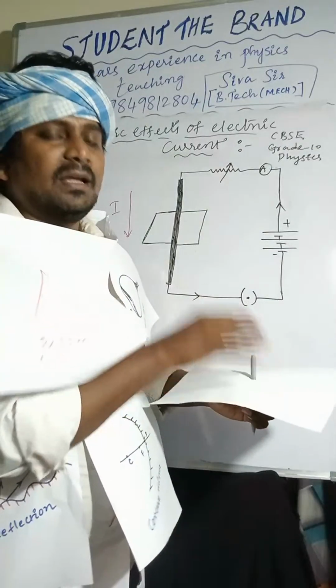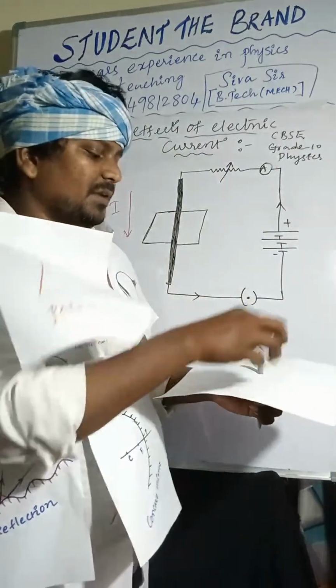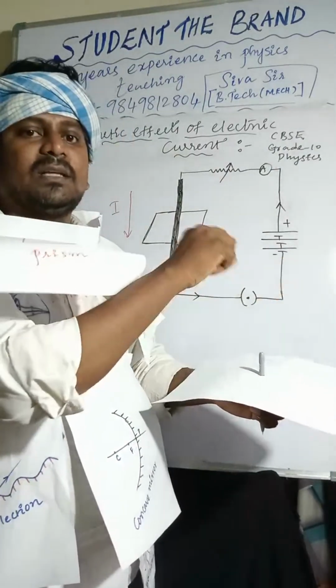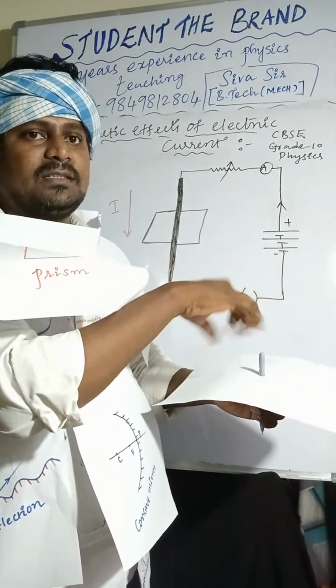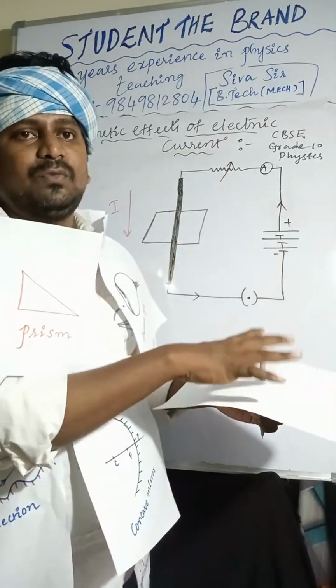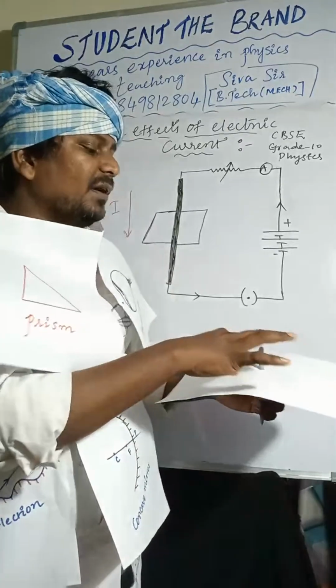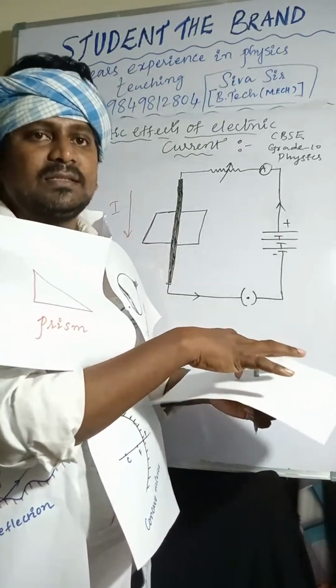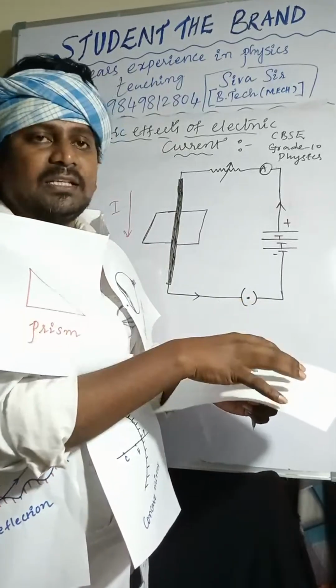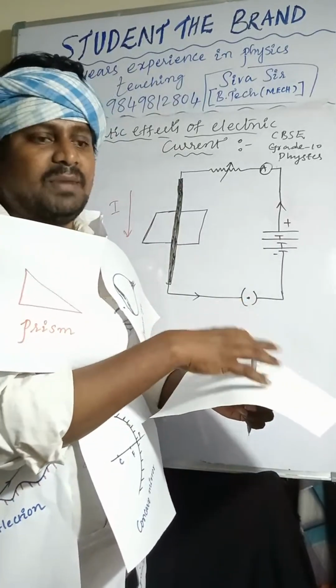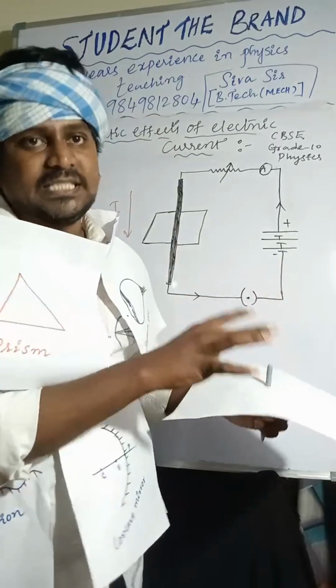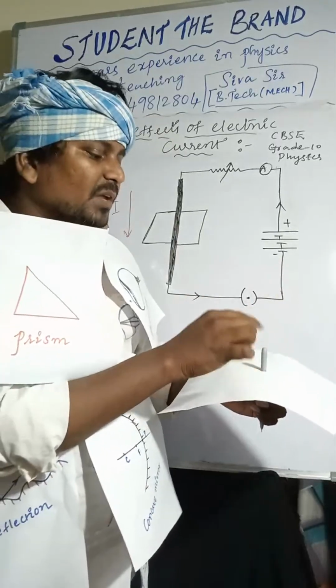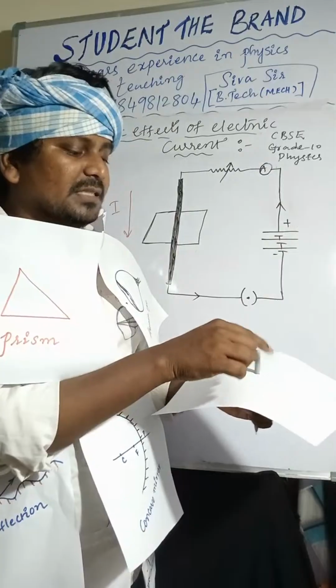Around this conductor, this is the conductor I'm taking, if you sprinkle the iron particles around it, the magnetic field lines will be there. So the iron filings will be arranged in the form of concentric circles. Concentric circles means taking the conductor as a center and making circles around it.